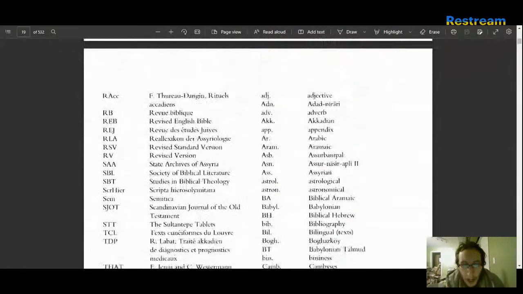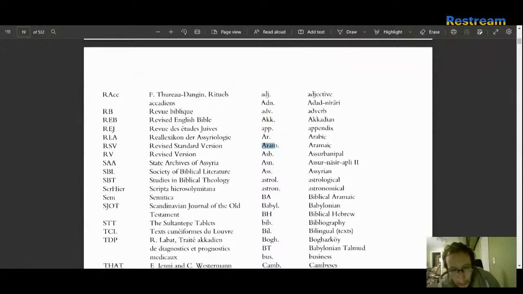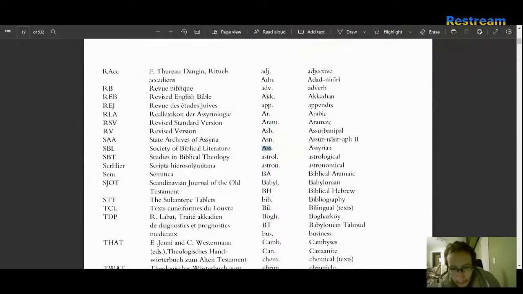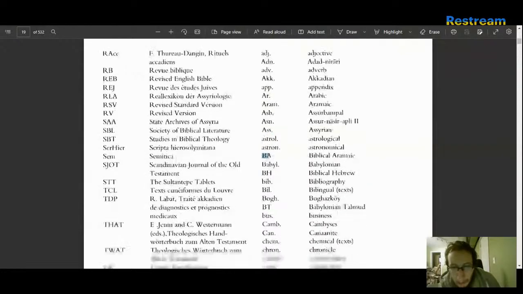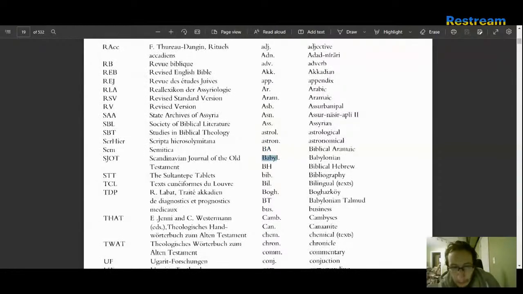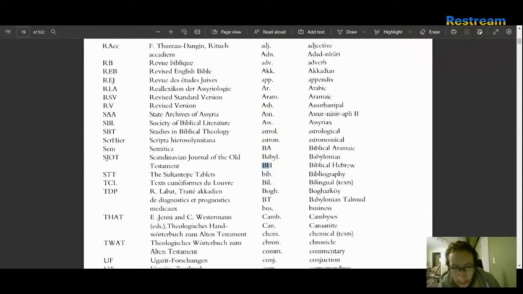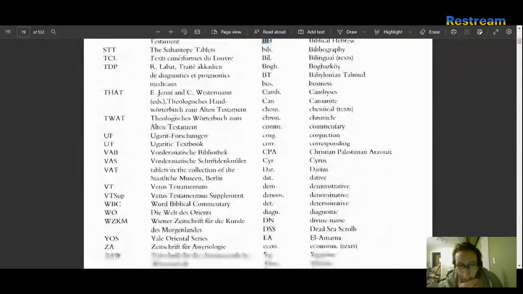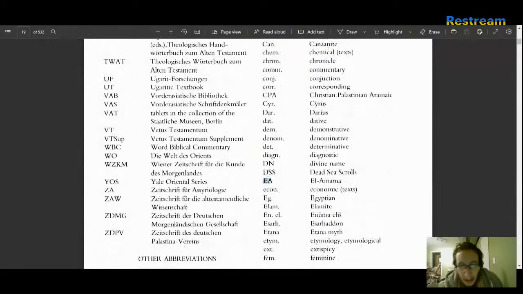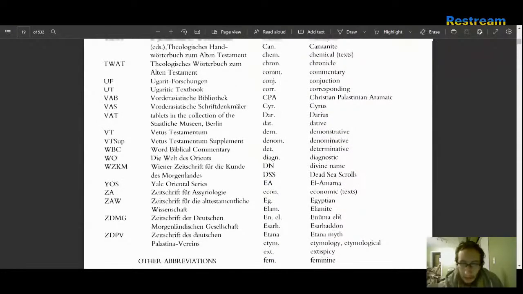So, adjective, adverb, Akkadian, appendix. Here we have Arabic. That's just AR. Aramaic is ARAM. Assyrian, ASS. BA is Biblical Aramaic. Babylonian. Biblical Hebrew, BH. Let's see. EA is El Amarna. I believe that's the same thing as the Amarna tablets.